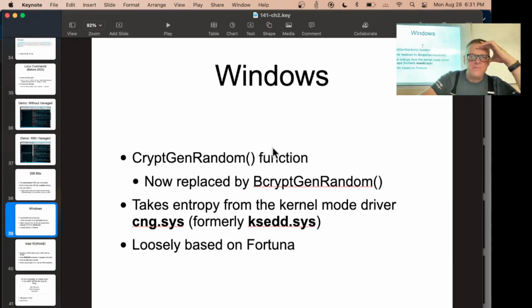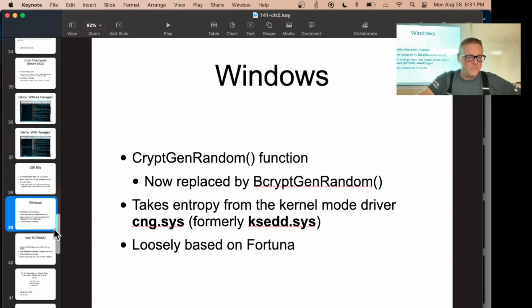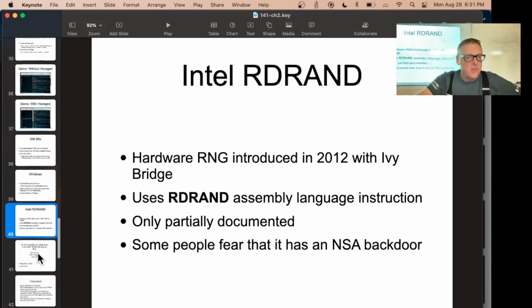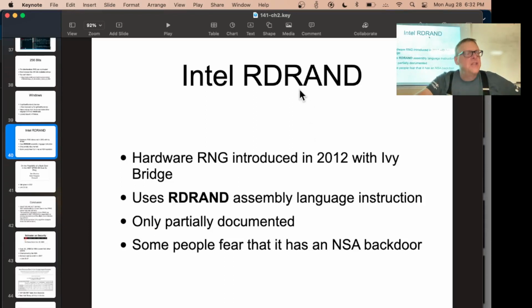So in Windows, I've got a couple of random generators. These take entropy from a kernel mode driver, which is measuring something about the hardware. Intel decided to fix all this around 2012 because there were getting to be a lot of problems caused by a lack of randomness, so they put a hardware random number generator in the processor, which sounds like a great idea.